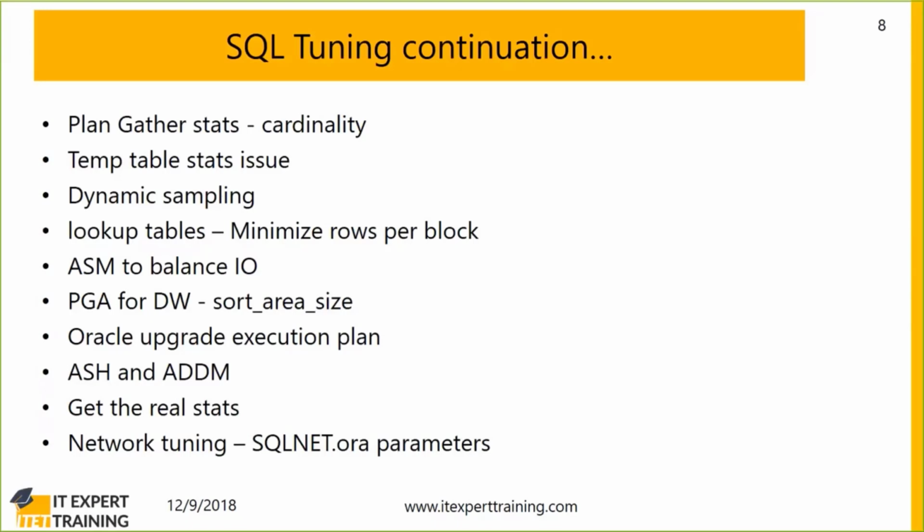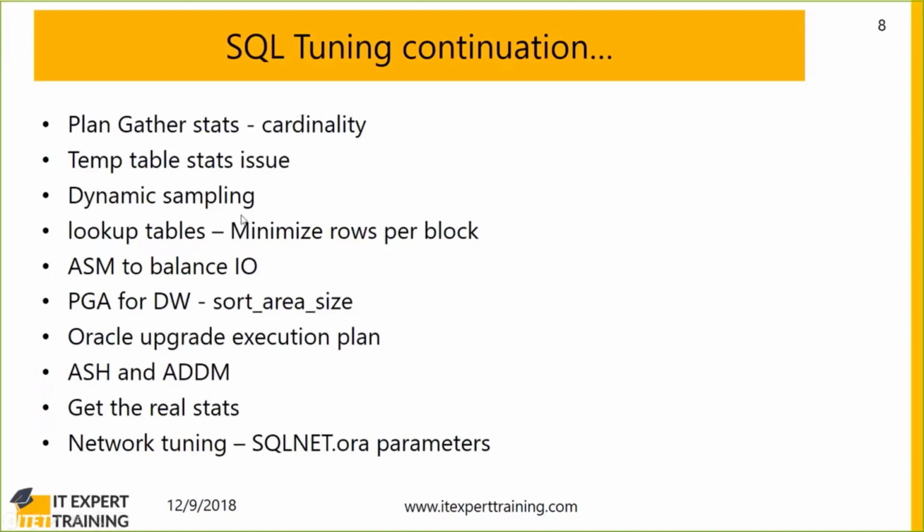And then comes dynamic sampling. We have dynamic sampling levels from 1 to 12. So if there are any stale statistics, Oracle will use dynamic sampling to get the right, accurate number of rows, which is nothing but cardinality. We'll see it in detail over the course of time.